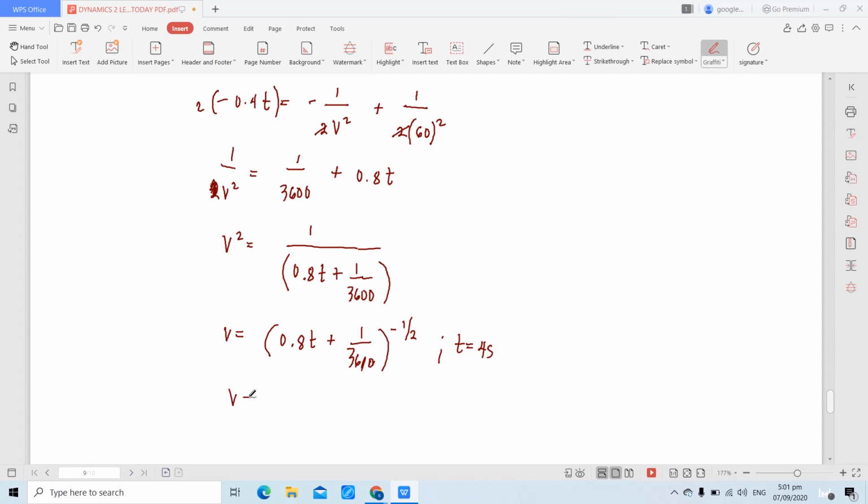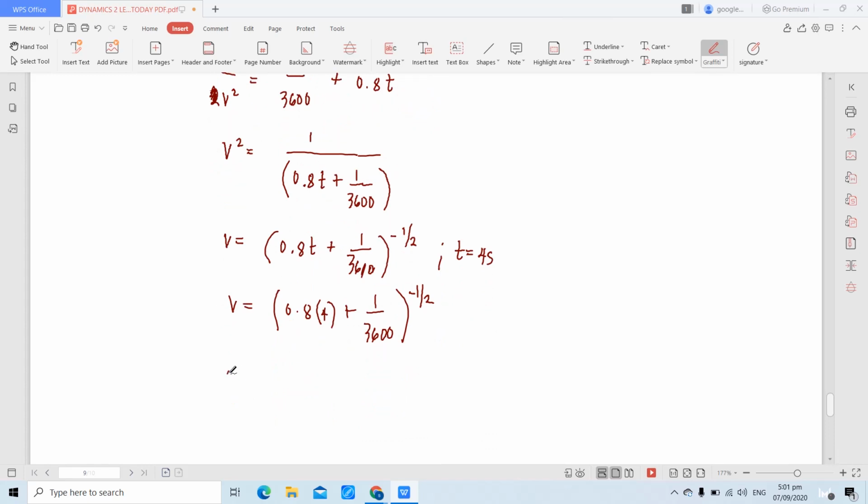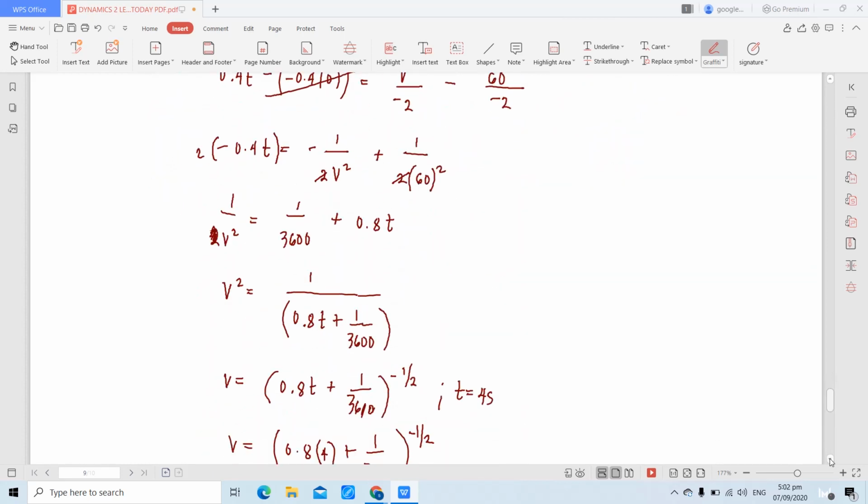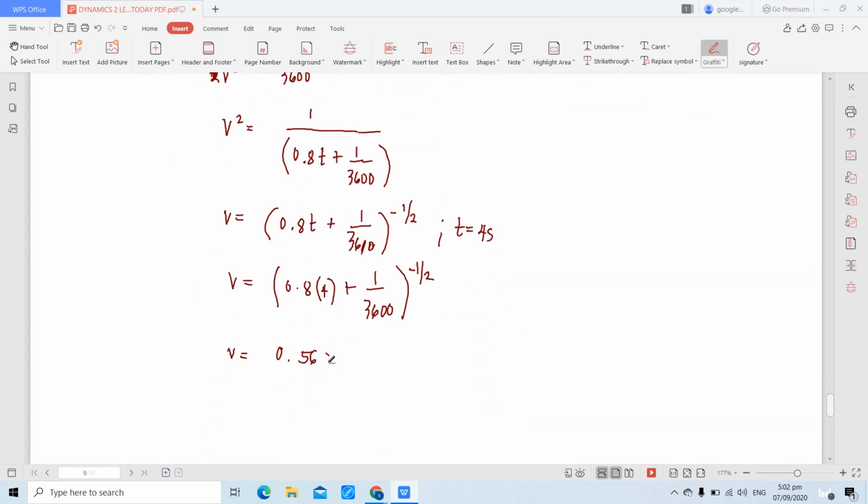So, substitute lang natin v equivalent to 0.8 times 4 plus 1 over 3,600 raised to negative 1/2. Paki-simplify po. What is the velocity? 0.56. What is the unit? Meter per seconds. Okay, that is our first requirement.